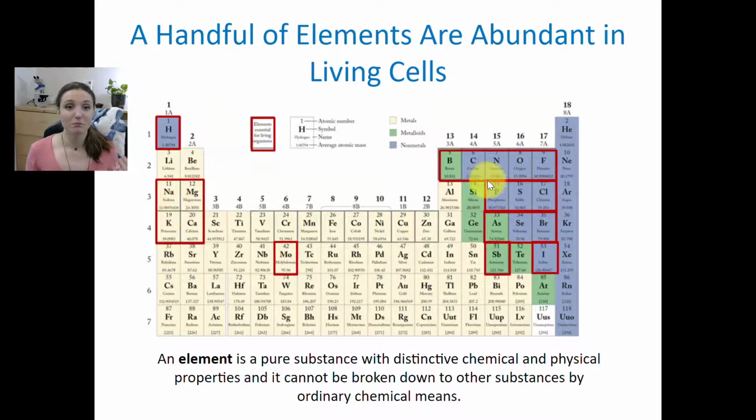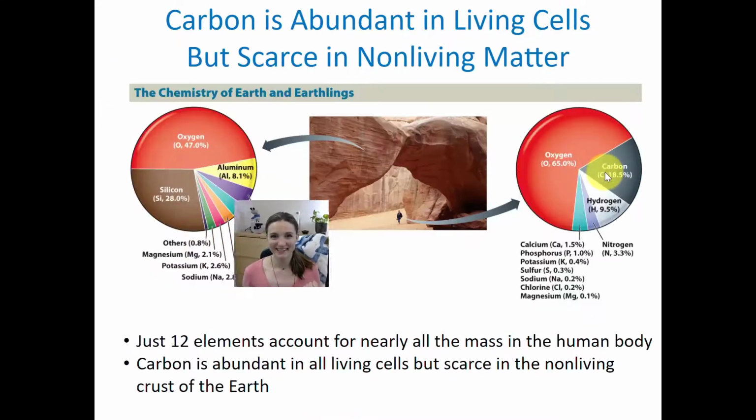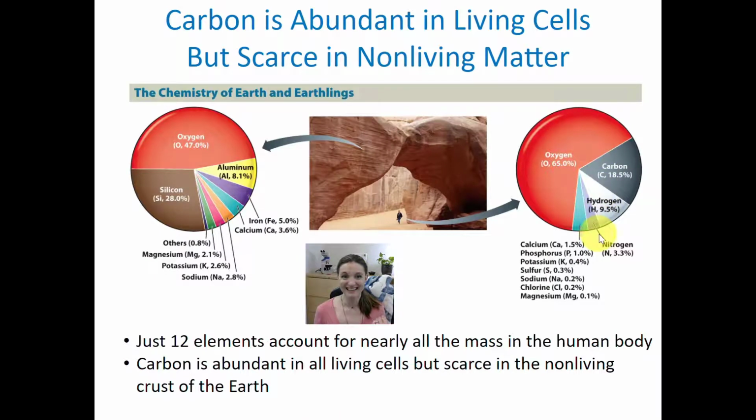Okay, so 95% of the elements that make up living organisms are going to be carbon, hydrogen, nitrogen, and oxygen. Those four make up 95% of all of the molecules in our cells. Carbon, hydrogen, oxygen, and nitrogen make up most of what's in our living cells, right? We also have all these other elements here, so we get to a total of about 12 elements that are very common in living organisms.